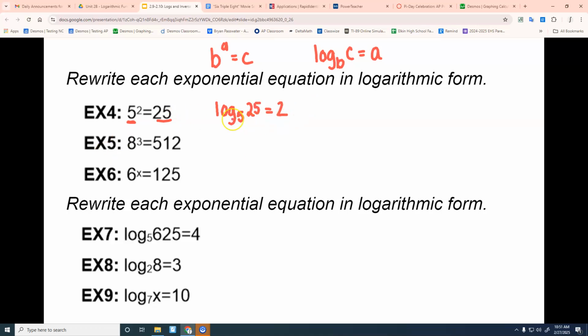Make sure that 5 is a subscript. It should be small and a little bit lower. The 25, sometimes you will see parentheses around that 25. Sometimes they won't put them there. It could go either way for that.